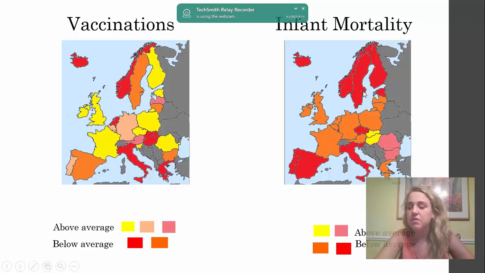And then with infant mortality, the average is 3.5. And as you can see, the higher up you go, the lower the infant mortality, and you're more below the average rate. And then the more south you go, it kind of rises up a little bit, just like before. More southeast, I guess I should say, because these over here are the highest, or the above average ones.